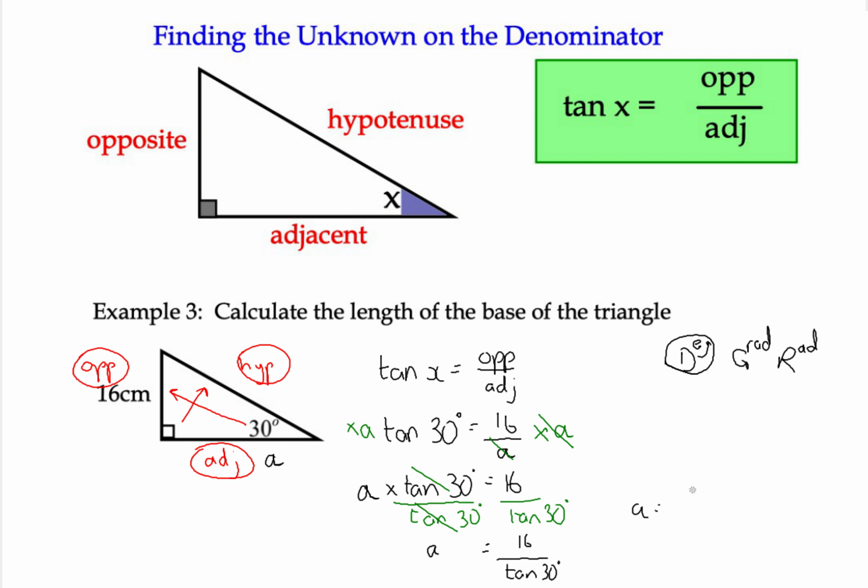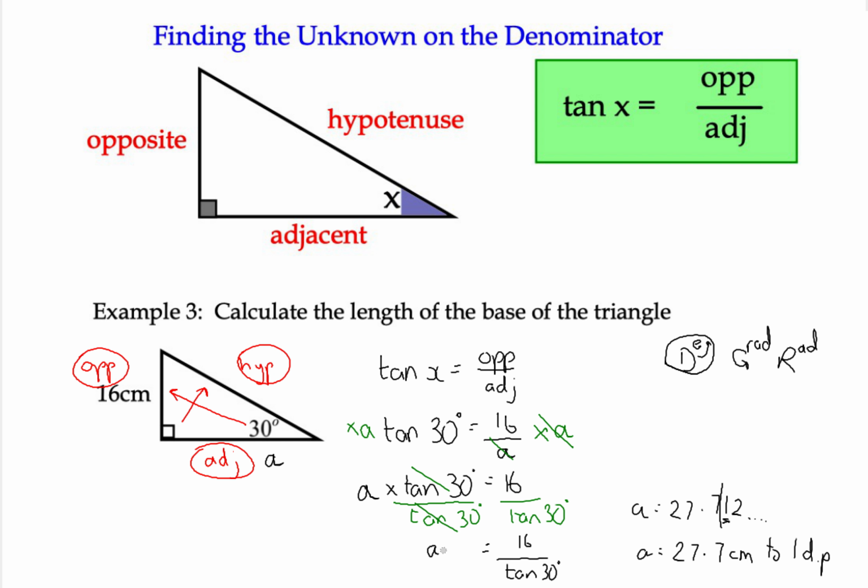A equals 27.712. And remember, we're usually rounding to one decimal place. We cut it at 27.7. The 1 says round down, so I've got A equals 27.7 what? Centimeters, to one decimal place. And that's us worked out the length of the base of the triangle.